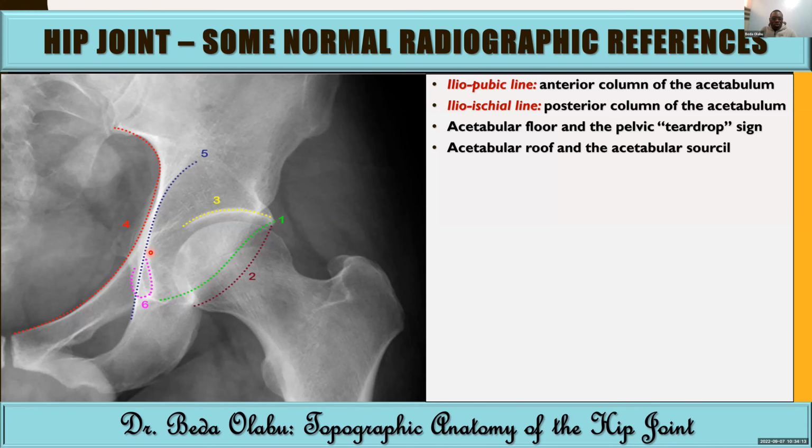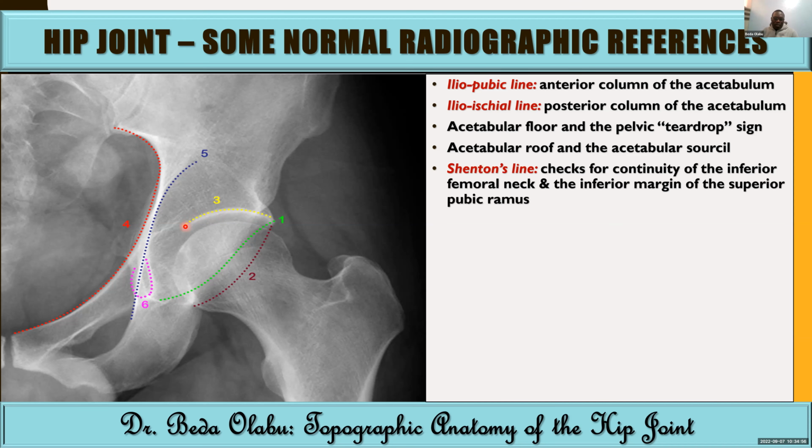Then we have the acetabular roof and the acetabular sourcil. So the acetabular roof is the upper part of the acetabulum. The acetabular sourcil refers to this part labeled 3. It is in the roof, but it is the sclerotic part of the acetabular roof. Sclerotic means slightly bright radiologically. If you look at it from this particular point, that region is the brighter zone, representing some cortical bone. And so that is the sclerotic part, the acetabular sourcil, labeled 3.